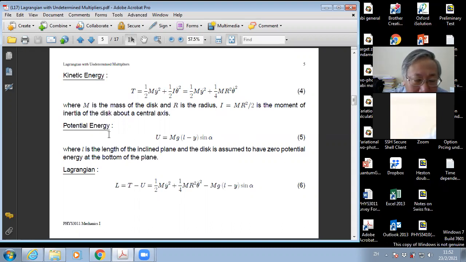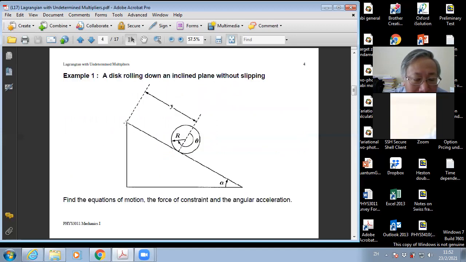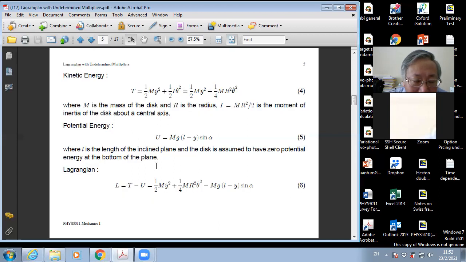How about potential energy? It is equal to m g (L minus y) sine alpha. We set the reference level here. L is the length of the inclined plane, and this is assumed to have zero potential at the bottom of the plane. Combining T and U together, T minus U, we have this, written in equation 6.